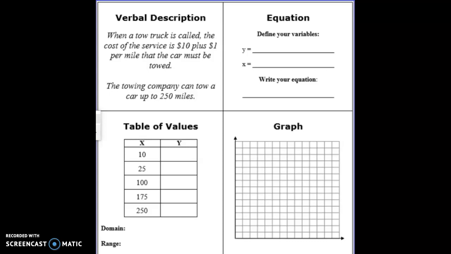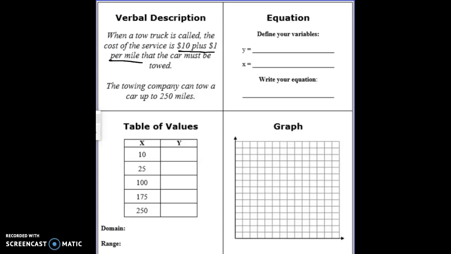So first here we have when a tow truck is called, the cost of the service is $10 plus $1 per mile that the car must be towed. The towing company can tow a car up to 250 miles. So, when we go over, we want to make our equation.